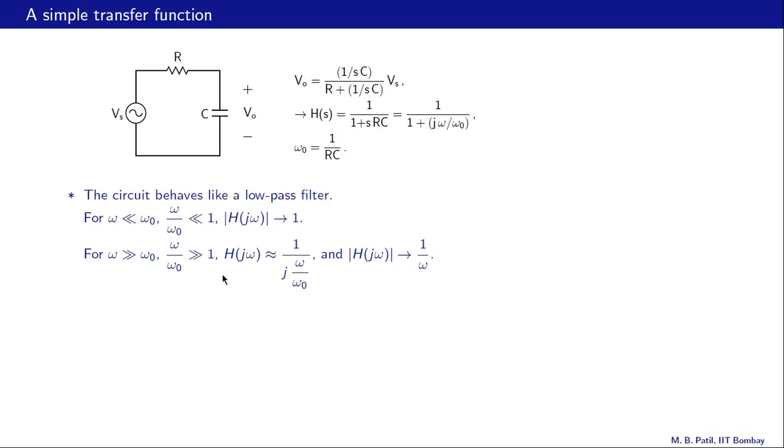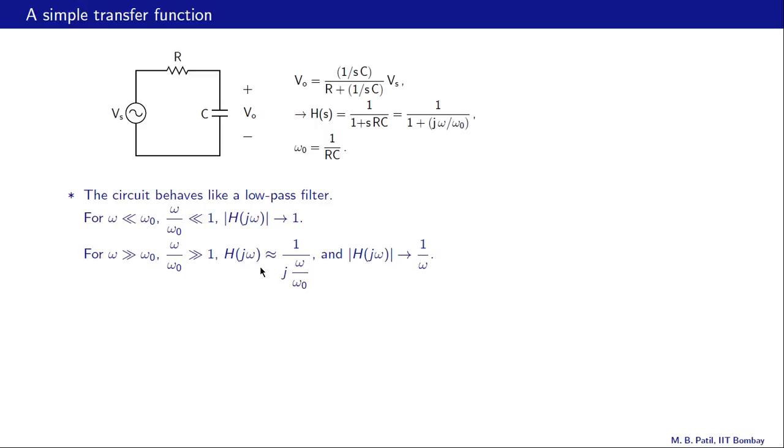Let us note that this H of j omega could also be written as simply H of omega, but this is a more commonly used convention in textbooks, especially in control systems. So we will stay with this notation.